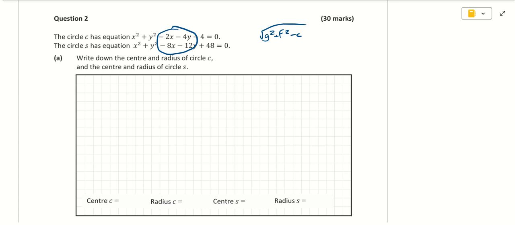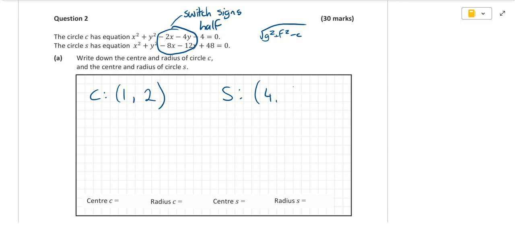So the centers come from that: you switch the signs and you get half of it. So for C, if we switch the signs, we get minus 2, and half of that is 1, and 2 is your center. And so for S, our center will be 4 and 6. So switch the signs and get half of them, or get half of it and switch the signs might be the quicker way.